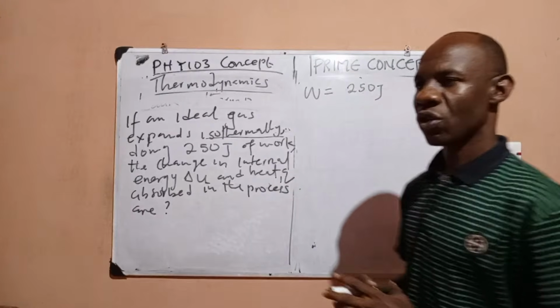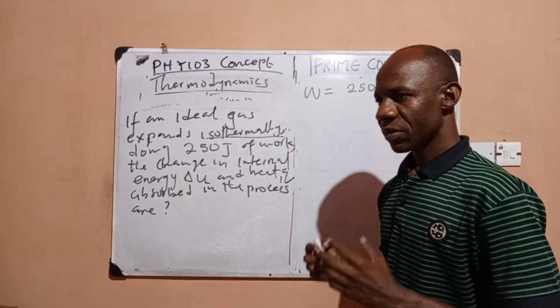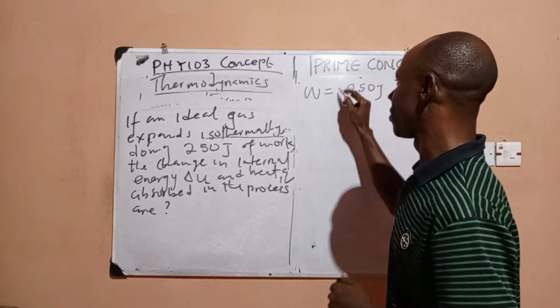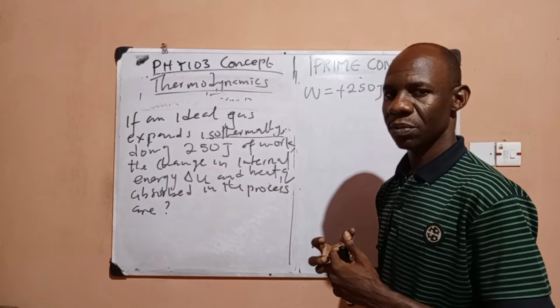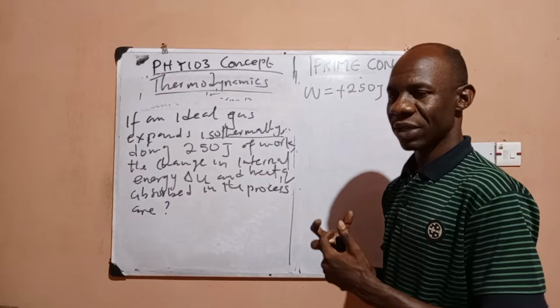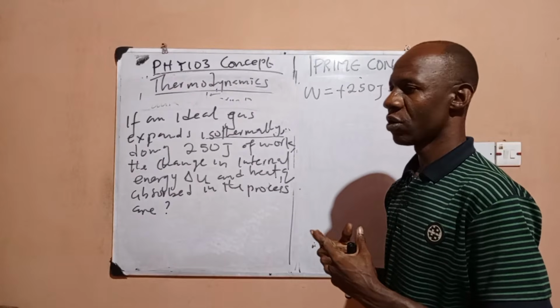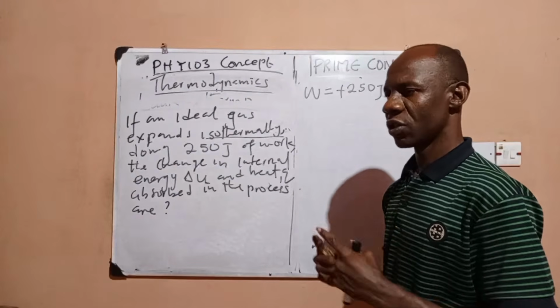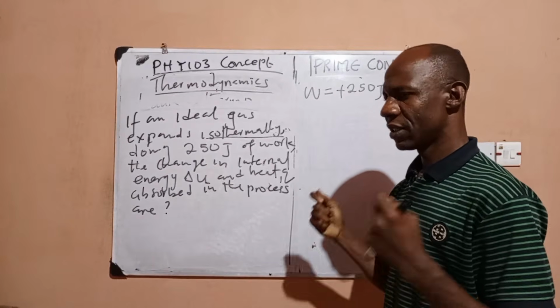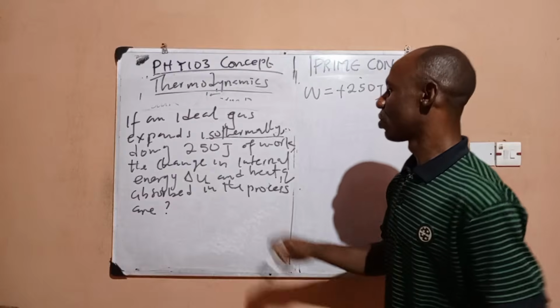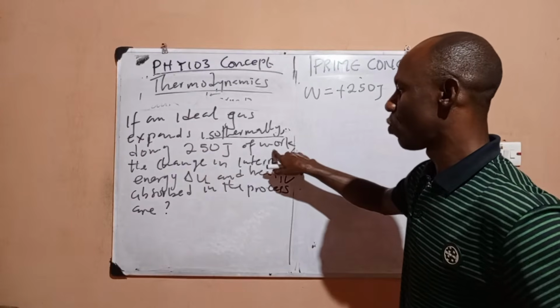Now, expansion process gives positive work. You should take note of that. Contraction process or compression gives negative work. Expansion gives what? Positive work. Contraction gives what? Negative work. Don't forget that. So doing 250 joule of work.